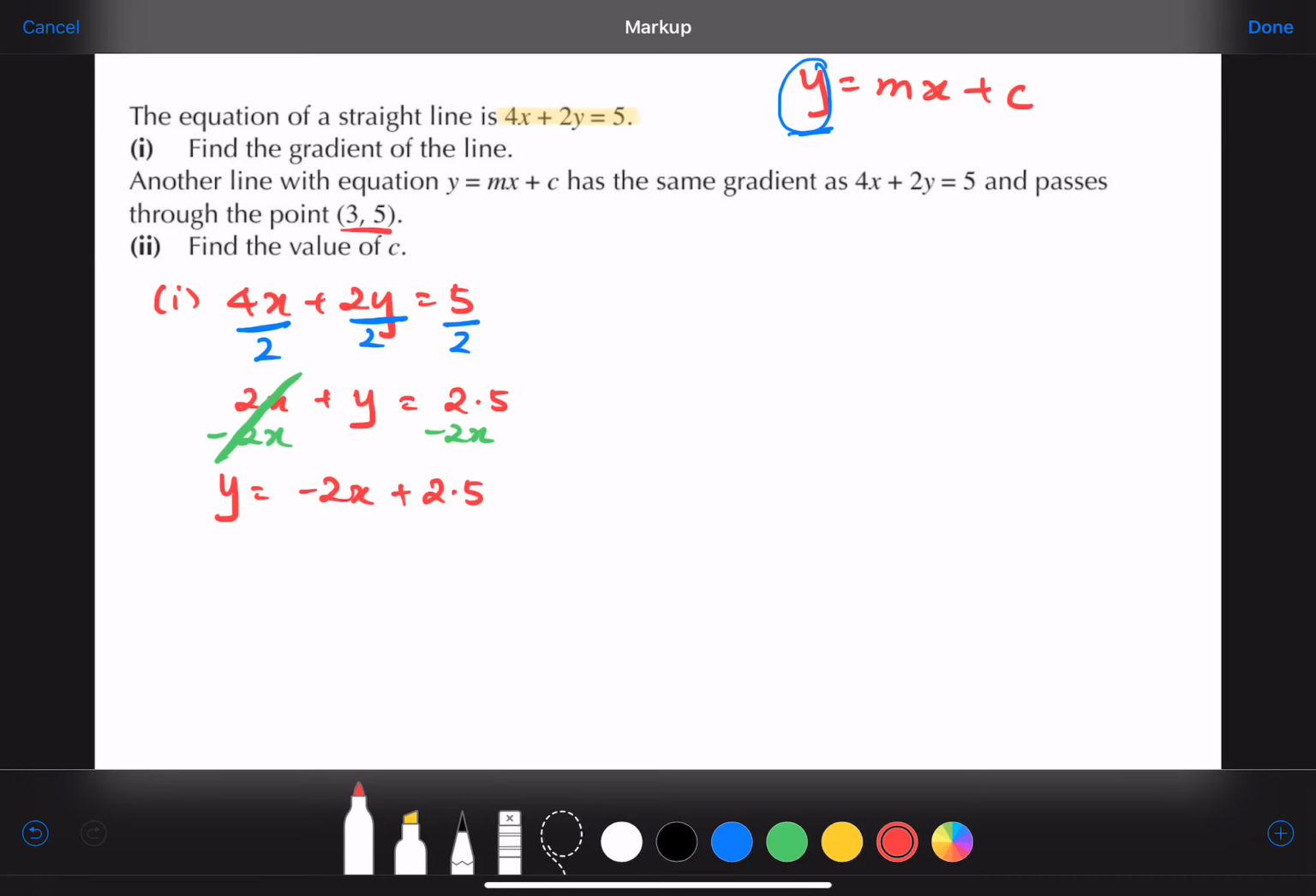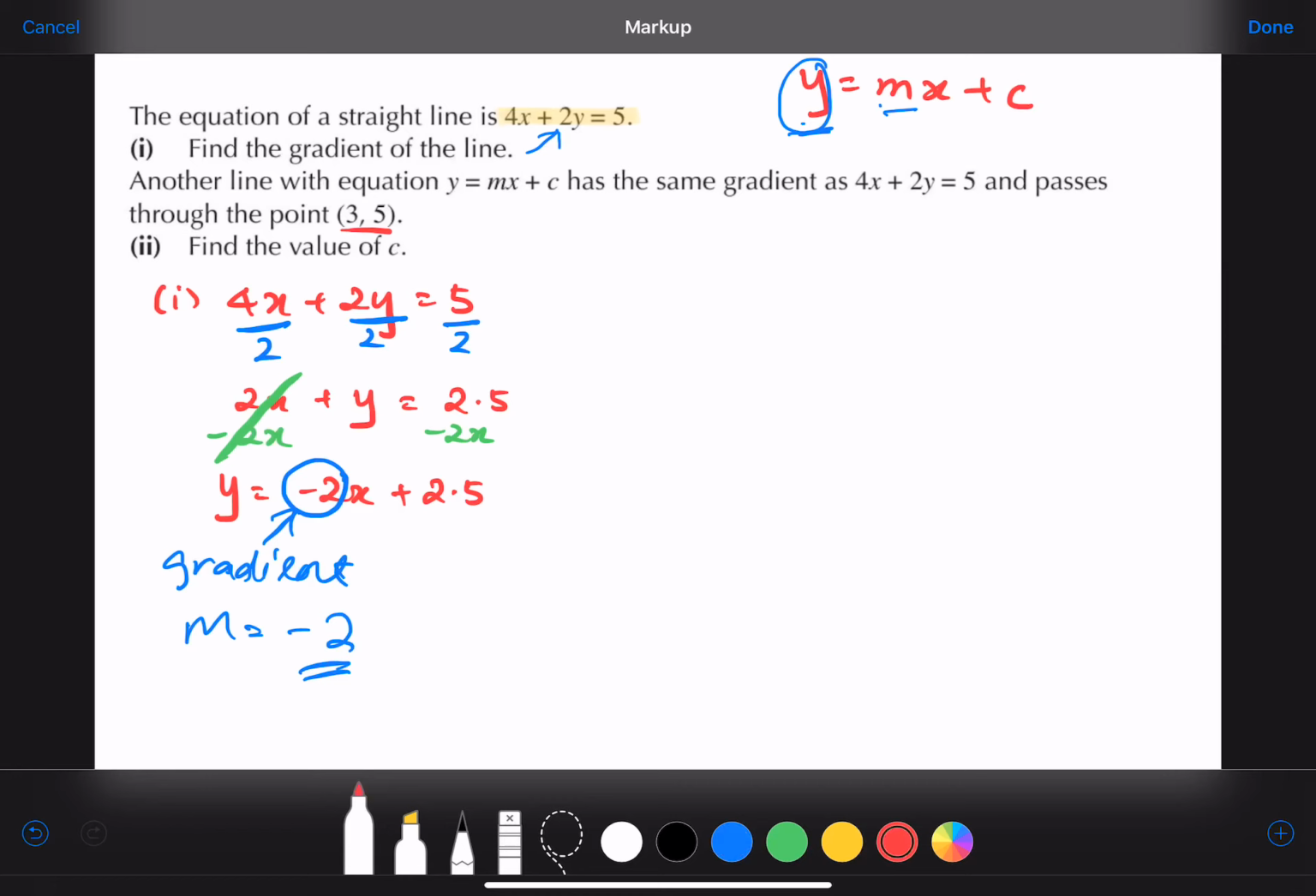Now, 5 divided by 2, you can leave it as a fraction or you can put it as 2.5. It is okay. Now, what I want to highlight here is that this negative 2 is now the gradient. And how do I know that? It's because it's in this form, y equals mx plus c. So once y is the subject, whatever the coefficient of x is, that will be the gradient. So for part 1, they ask you to find the gradient of this line. So the answer is, the gradient is negative 2.